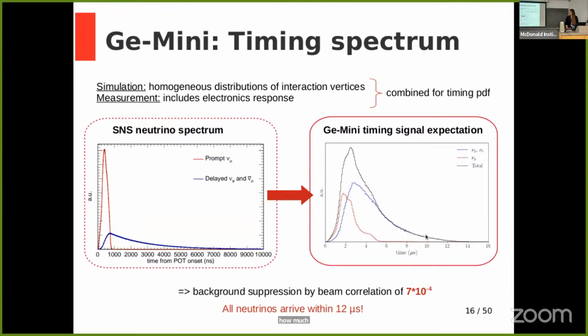And all of this combined then leads to this figure here, a 12 microsecond arrival time, which results in a suppression of the background by a factor of 7 times 10 to the minus 4, which is still a very helpful suppression of the background that we saw.